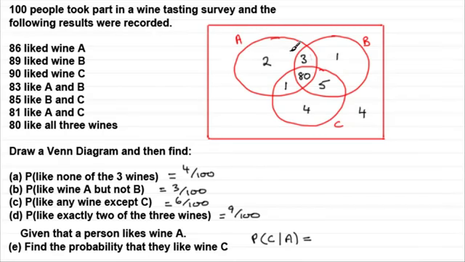Okay, so we know that they like wine A, but of these people, what's the probability that they like wine C? Well, it's got to be just these two categories here, the 80 and the 1. They like wine C if you were to ask them. So out of 86 people, 81 of them like wine C. So the answer is simply 81 out of the 86.